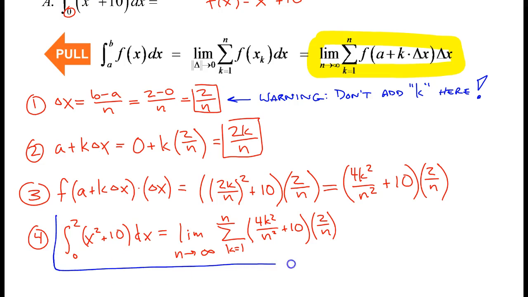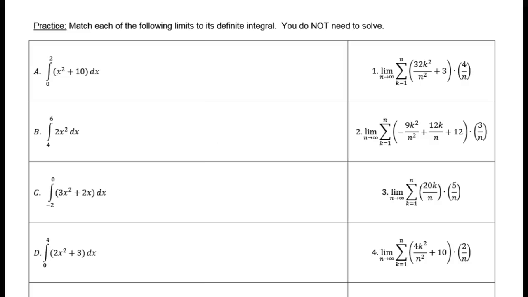Congratulate your neighbor, because you just successfully solved a problem where you had to rewrite a definite integral as a limit of a Riemann sum. This happens to be the first problem on the worksheet that I showed you back here. So this one is complete. Go ahead and find the matching Riemann sum on the right hand column.